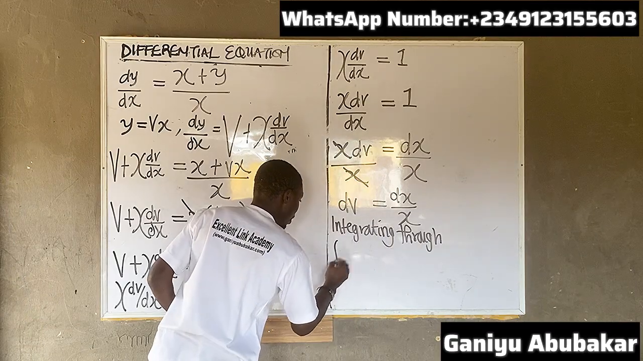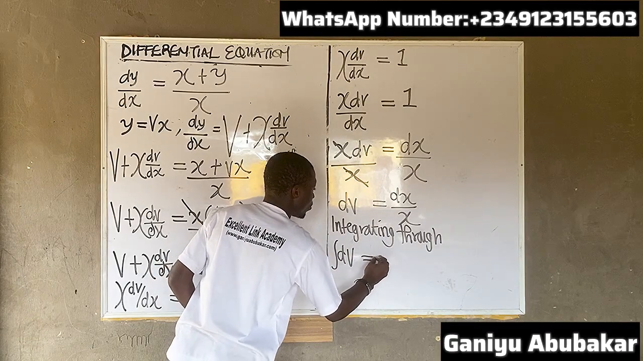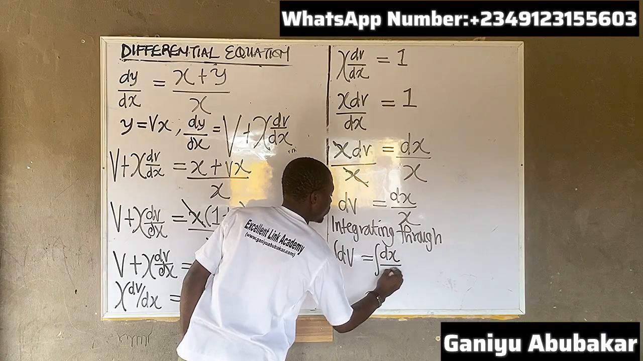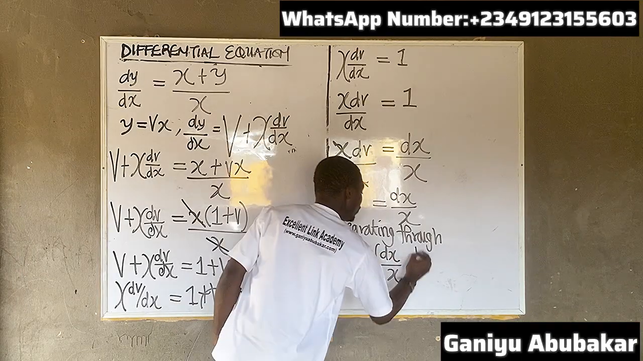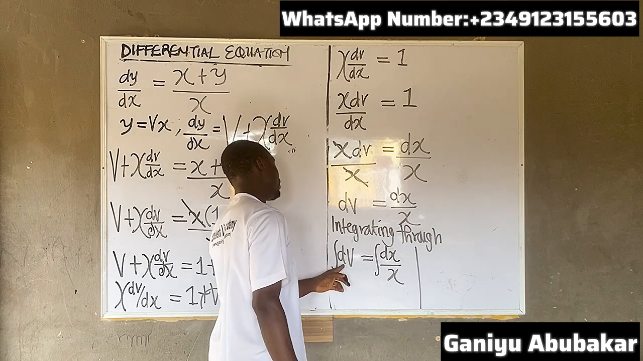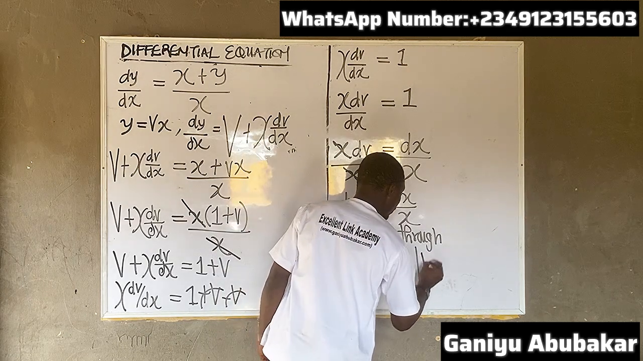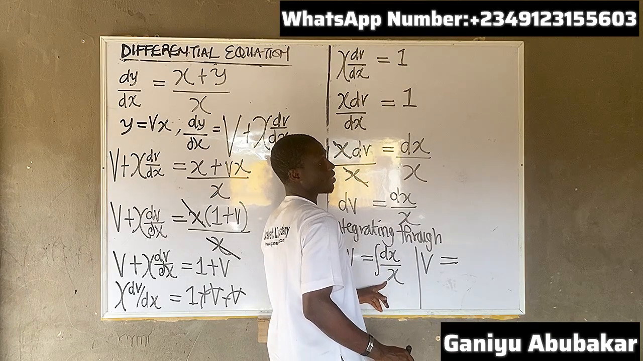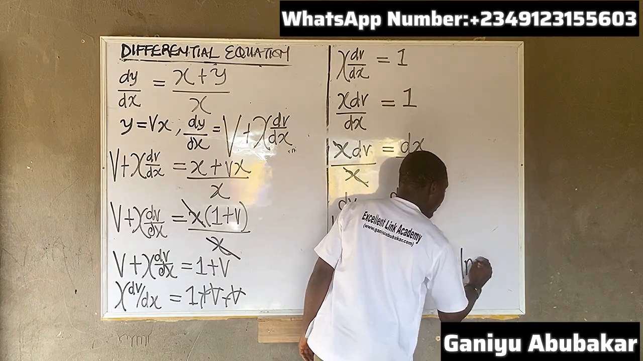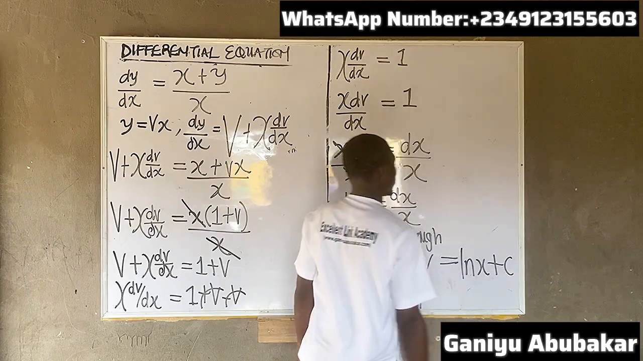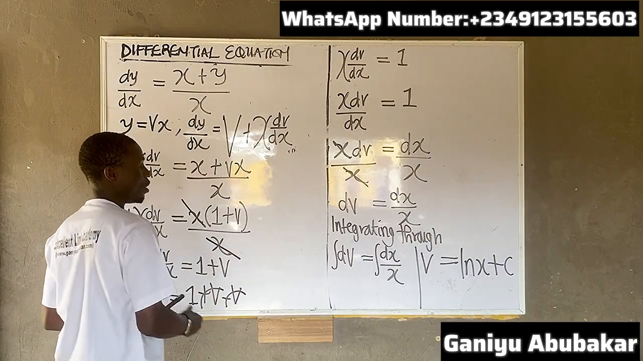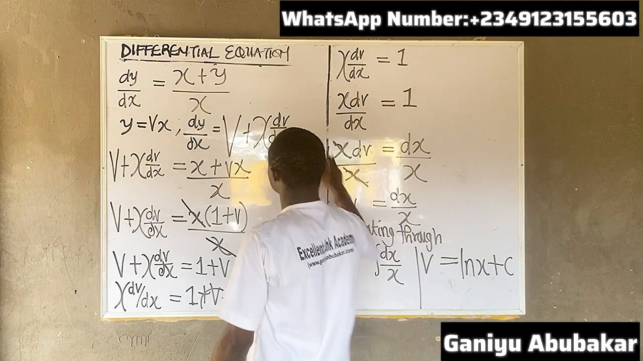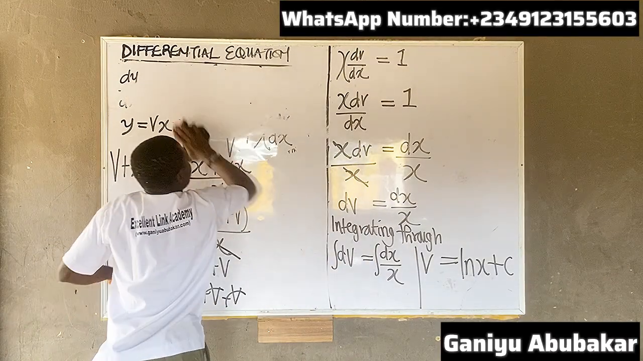That gives you the integral of dv equals the integral of dx over x. From here, if I integrate dv, I'll have v, which is equal to, this one can be expressed as 1 over x, that gives you ln x, then of course plus c. From here, let's proceed. I want to make y the subject. That's the task.